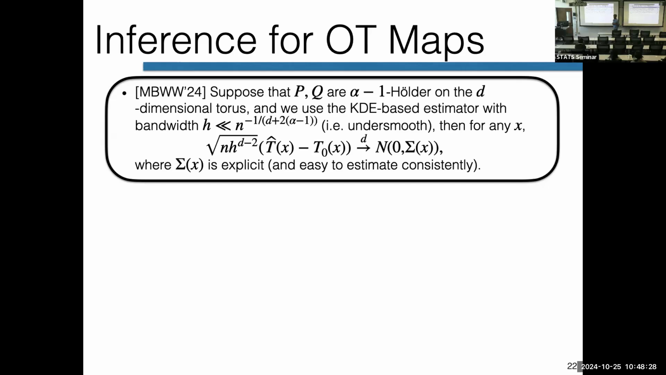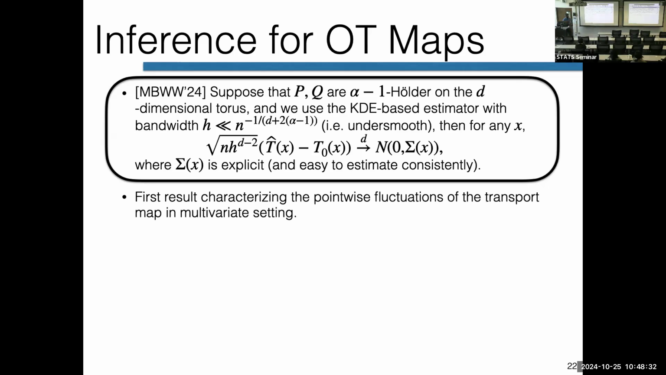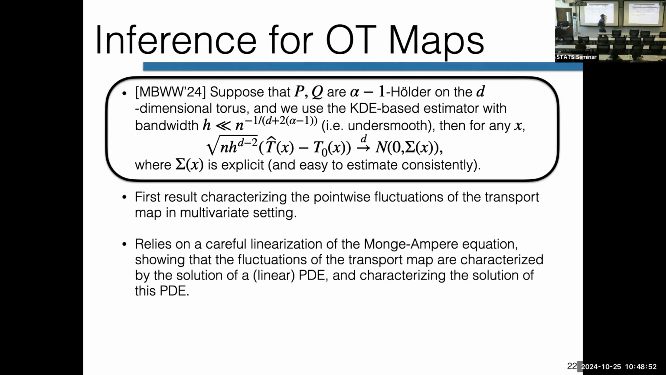Questions about the result? And maybe this is one of the first results that characterizes these pointwise fluctuations of the transport map. It's useful. You can imagine in your head there's this transport map object, and I'd like to put some sort of band around it to say, I have some reasonable confidence that in the population, these points get moved to these points. This is what this kind of result is helping you do.